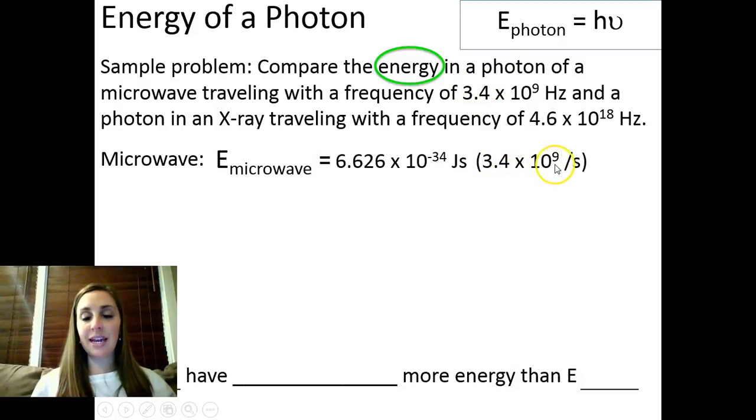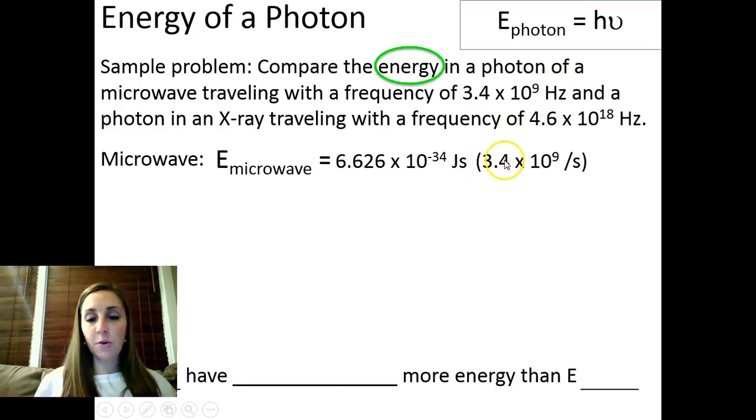3.4 times 10 to the 9th per second. Remember, hertz is how many times it happens per second. So it happens 3.4 times 10 to the 9th times per second. Is there anything that can cancel? Well, this is joules times seconds, and you're dividing by seconds, so your seconds can cancel. And then you just multiply straight across.